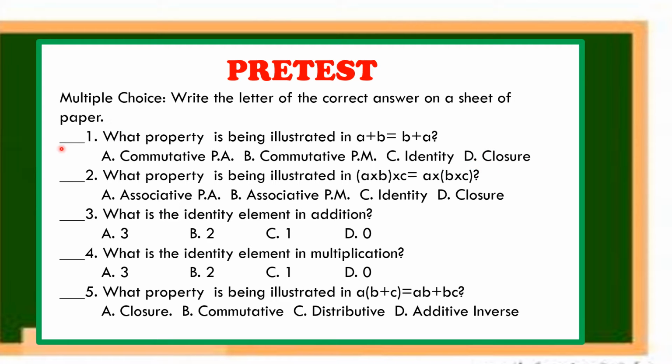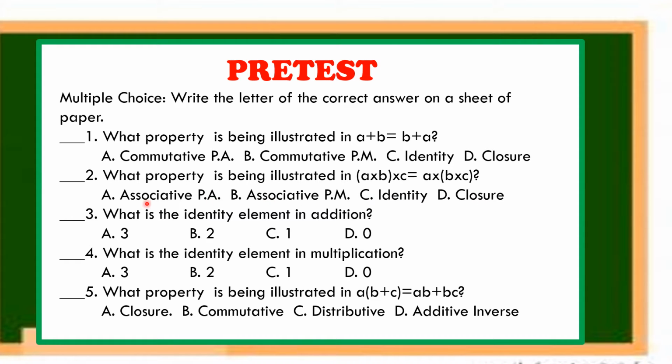Number 2. What property is being illustrated in the quantity of A times B, closed quantity times C, equals A times the quantity of B times C, closed quantity? Letter A. Associative property of addition. Letter B. Associative property of multiplication. Letter C. Identity property. Letter D. Closure property.